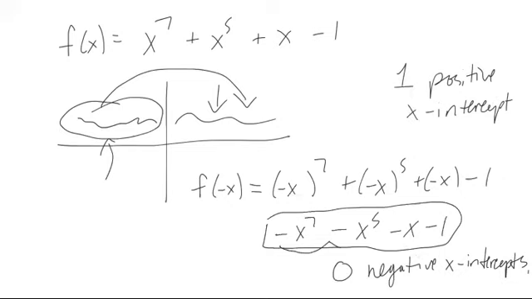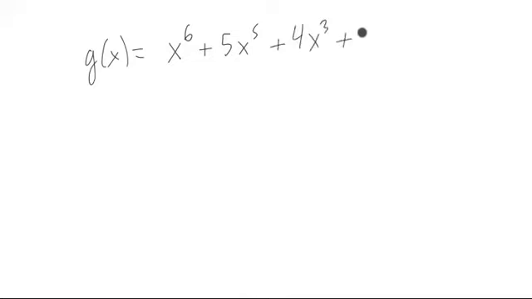Let's look at another example. Suppose, for instance, that we have g of x is equal to x to the 6th plus 5x to the 5th plus 4x cubed plus x squared, and then we do minus 2. So let's take a look at this. Positives, again, we know there's exactly 1 because there's one sign change, and going down by a multiple of 2, that's the only option. So we know for sure there's one positive x-intercept.